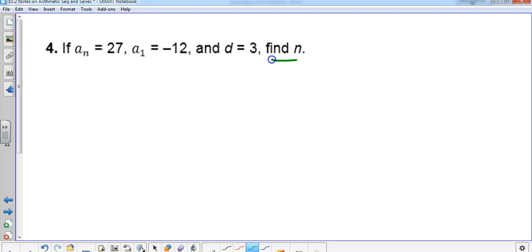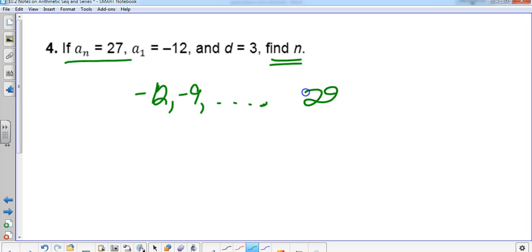What is this asking us? This is a weird question. We need to find what term number 27 is in this sequence, and I don't know what term number it is. Okay, so it goes -12, and then we're adding 3, so that'd be -9, dot, dot, dot. And then out here somewhere's a 27. We need to figure out what term number that is.